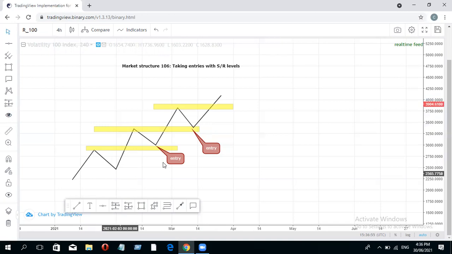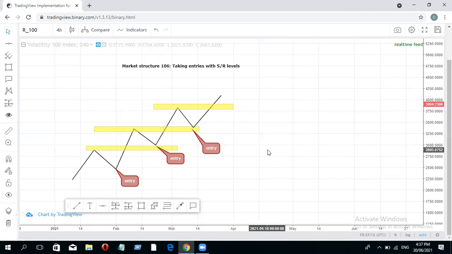This is how you trade. So this would have been an entry right here too. This would have been your entry. So you take your entries at the higher lows, taking it to the next high, higher low, next high, higher low, next high.